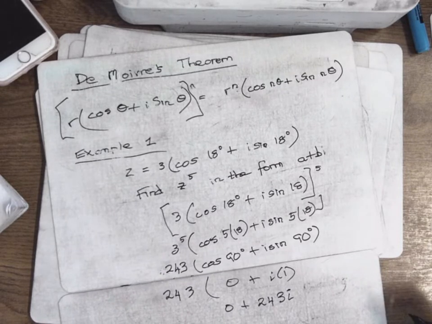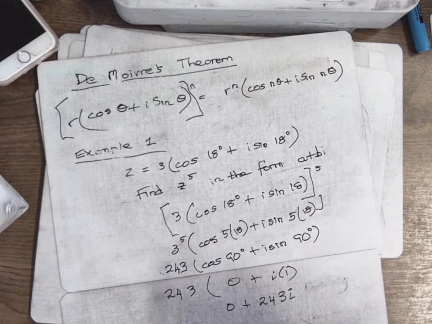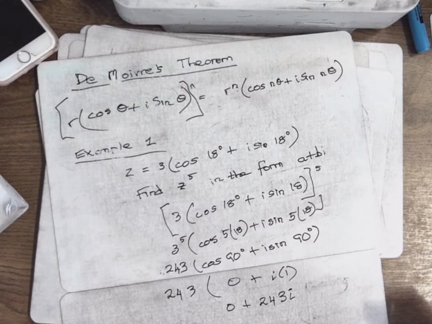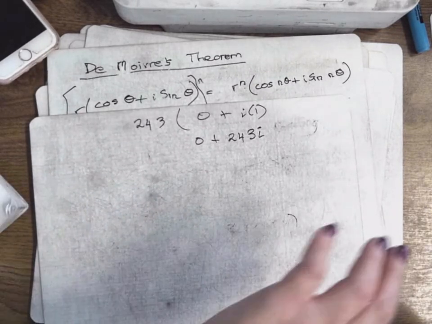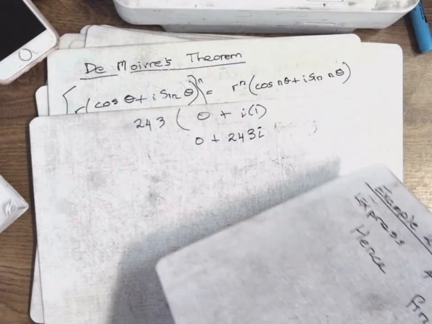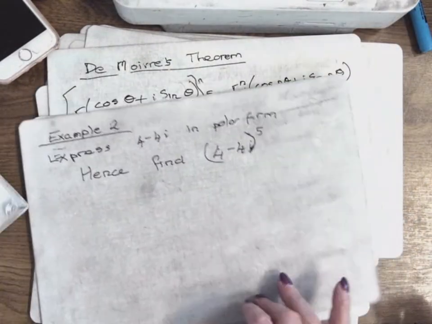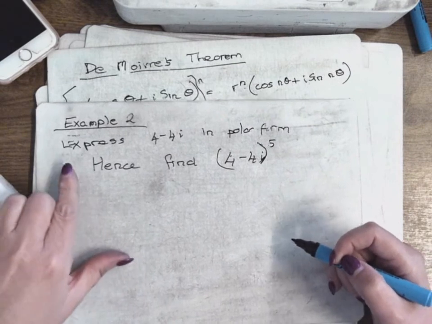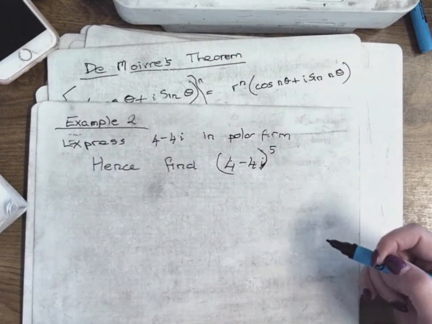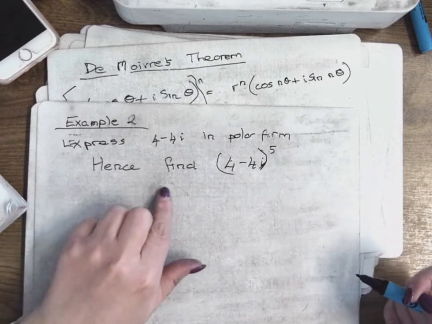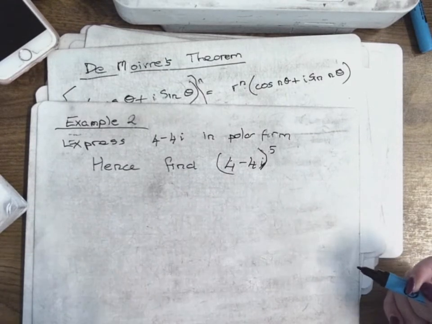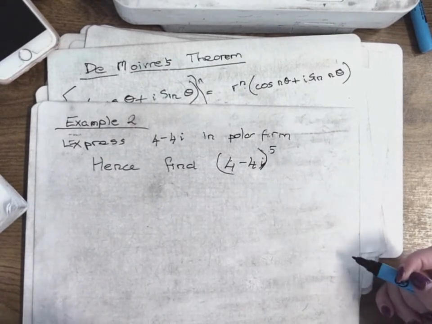So anytime you see a complex number raised to a power, you have to put it into polar form and then apply De Moivre's theorem. So I have an example of that now. Everyone's okay? Scream if you're not. Right, so express 4 minus 4i in polar form. That's what we were doing yesterday. And hence find 4 minus 4i all to the power of 5. That's what we're doing today.